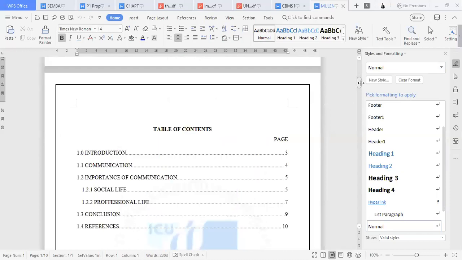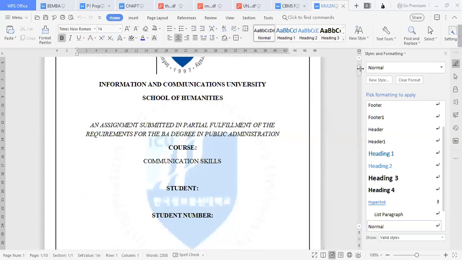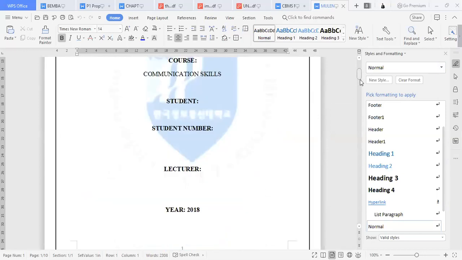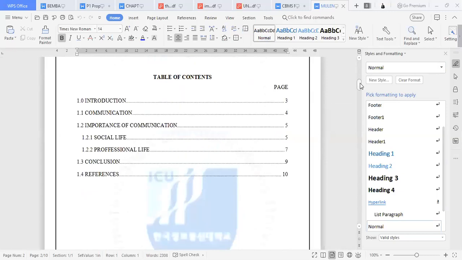Good. So that question I was explaining on the outline and all that stuff is actually similar to this one. So you have your introduction, you explain what communication or communication skills is, you state the importance of communication, then social life or whatever. This is how you present.